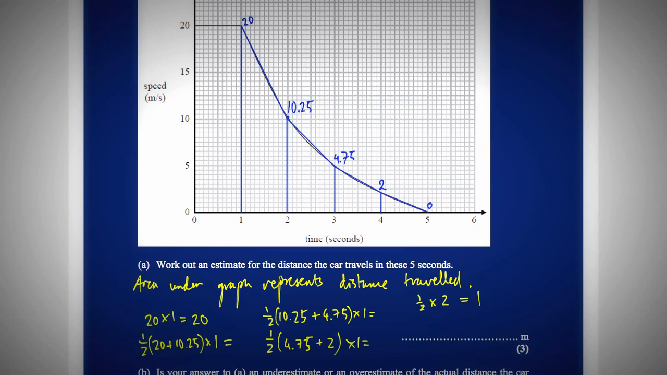To do those calculations, 20 plus 10.25 divided by 2 is 15.125. 10.25 plus 4.75 divided by 2 is 7.5. 4.75 plus 2 divided by 2 is 3.375. And half times 2 is 1, so adding all of these together, I've got 20 plus 15.125 plus 7.5 plus 3.375 plus 1, which is 47 meters. I'm just going to write a note here of what I did, add areas together.